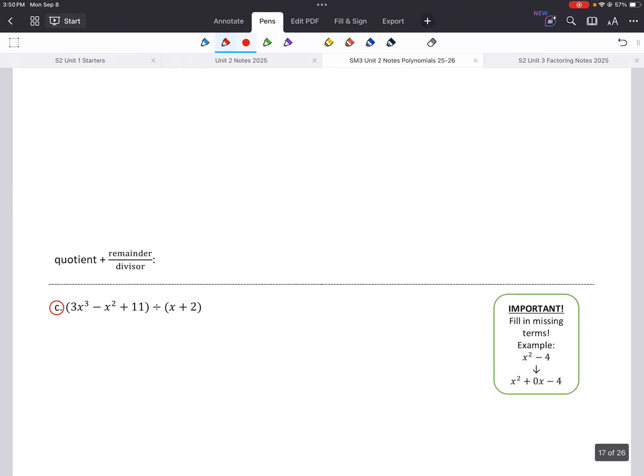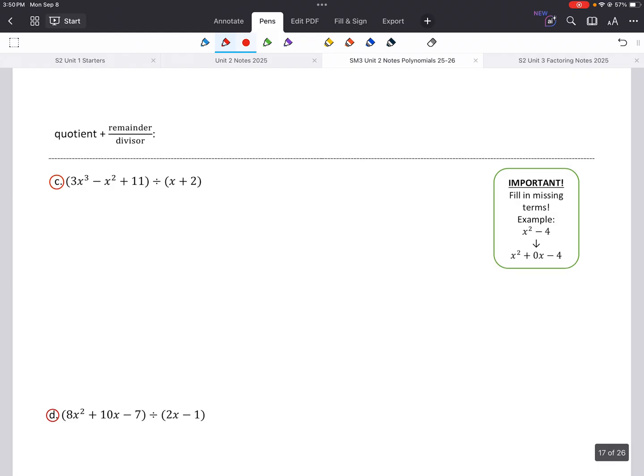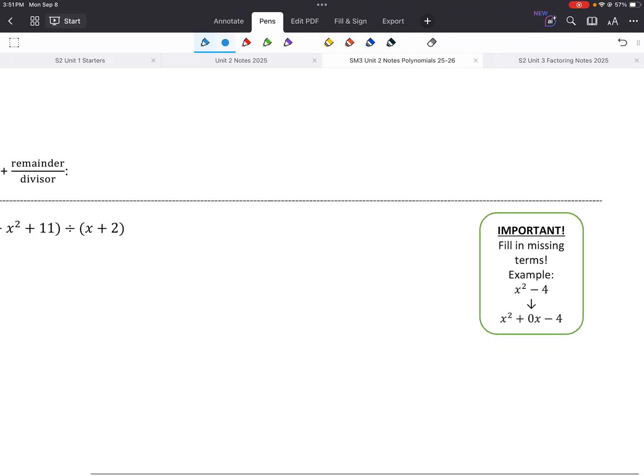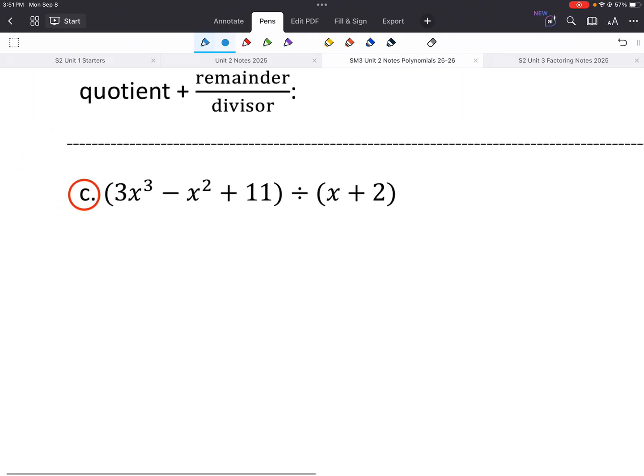All right, so let's do a couple things real quick. One thing that's very important is you need to make sure you fill in any missing terms. So if you look at this, we've got x squared minus 4. The x term is missing, so we have to put in a 0x. We do not need to put any terms that are in front. We don't need to add a 0x to the third. Just start with the highest exponent and work your way down. Put in any zeros as needed. We'll do an example of that right here.